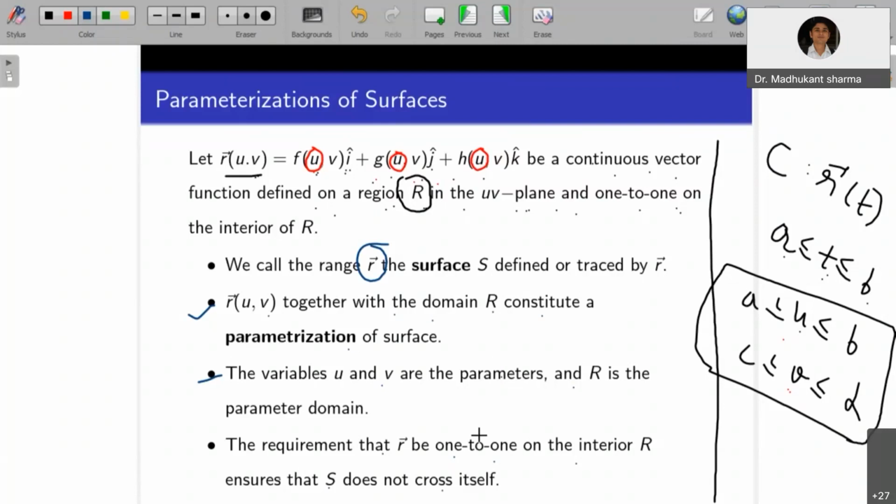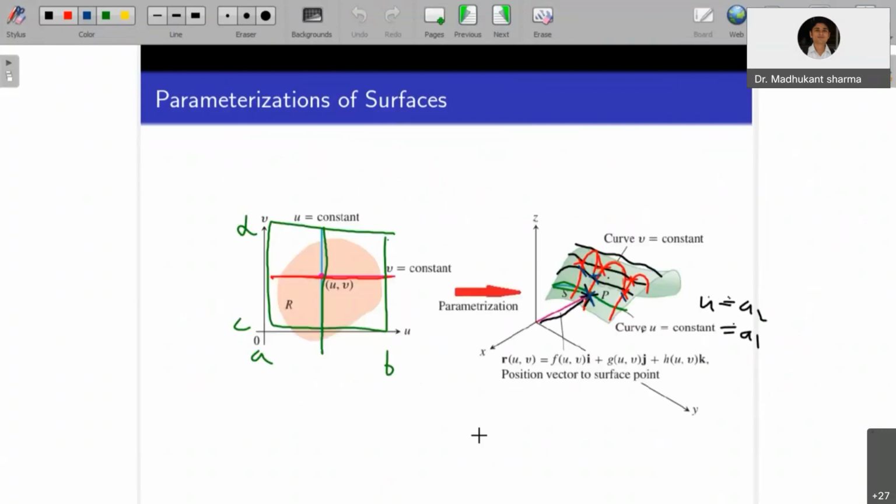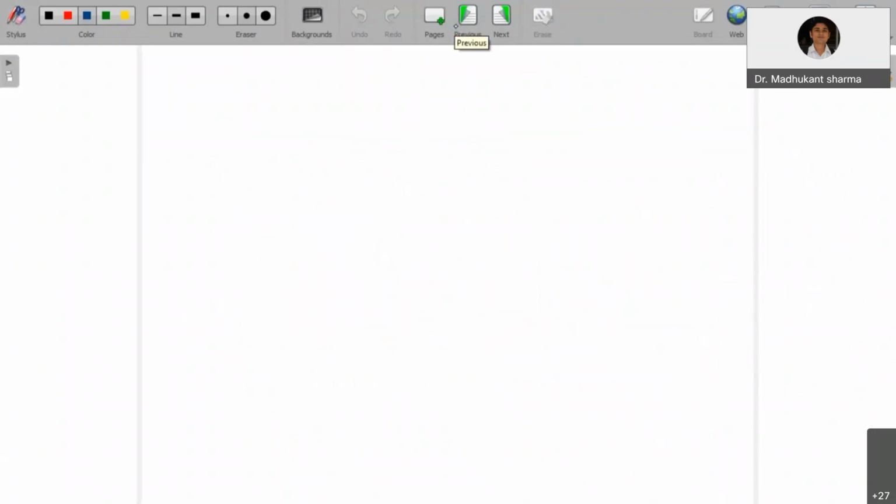Those geometries, surfaces with self-intersection, are too complicated, so we will not go over that. What we will do is try to identify the parameterization of a few surfaces which are very well known among us.